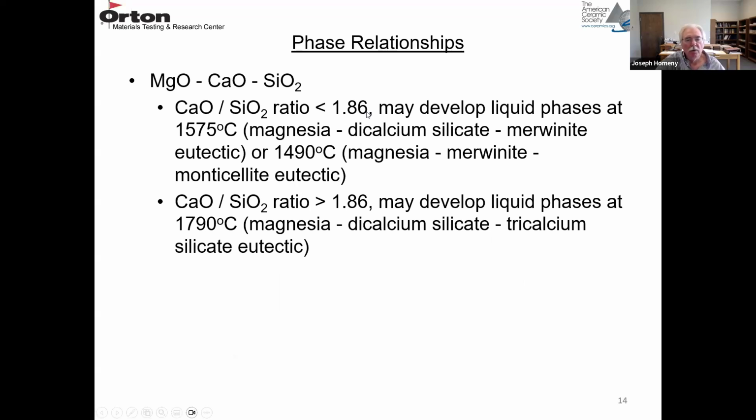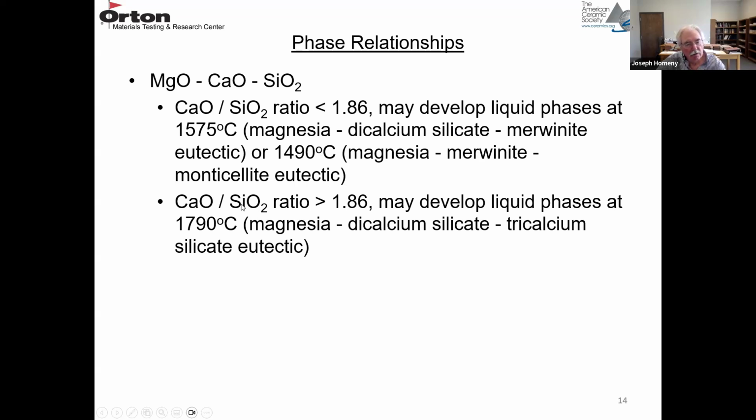So I mentioned this number 1.86. So the lime to silica ratio, if it's less than 1.86, there's a couple of possibilities here. You may develop liquid phases at 1575 degrees C or 1490 degrees C. So at 1575, there's a eutectic, there's a magnesia, dicalcium silicate, and merwinite eutectic. Or at 1490, there's a magnesia, merwinite, monticellite eutectic. I'll go over merwinite and monticellite compositions in a minute.